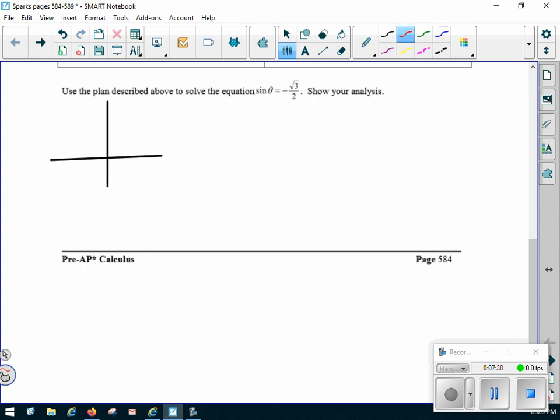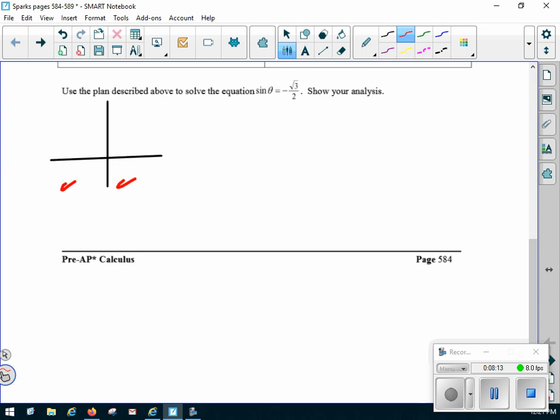Sine is y. So I have to find an angle in quadrant 3, and I have to find an angle in quadrant 4. Now, always, do you hear me? Go back to your hand. And you find the angle in quadrant 1 that has a sine of square root 3 over 2. 60 degrees. So, my reference angle is 60 degrees.